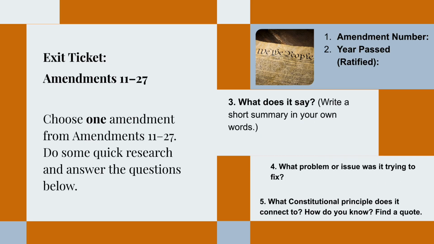Before you leave this video, I want you to think about something or do this fun activity with me together. There's an exit ticket I'm going to share, Amendments 11 through 27. Please choose one amendment from Amendments 11 through 27. Do some quick research and answer the questions below. First, amendment number. Second, year passed, ratified. Third, what does it say? Write a short summary in your own words.